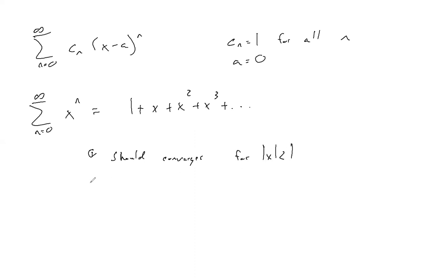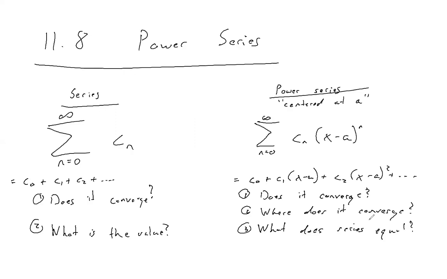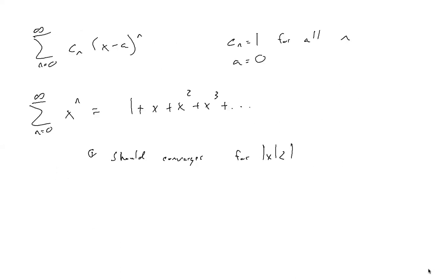And then what do I know about the sum of the series? And this is kind of the answer to questions 1 and 2, right? It's going to converge, and it's going to converge when the absolute value of x is less than 1. So this is like questions 1 and 2. And then what about question 3?